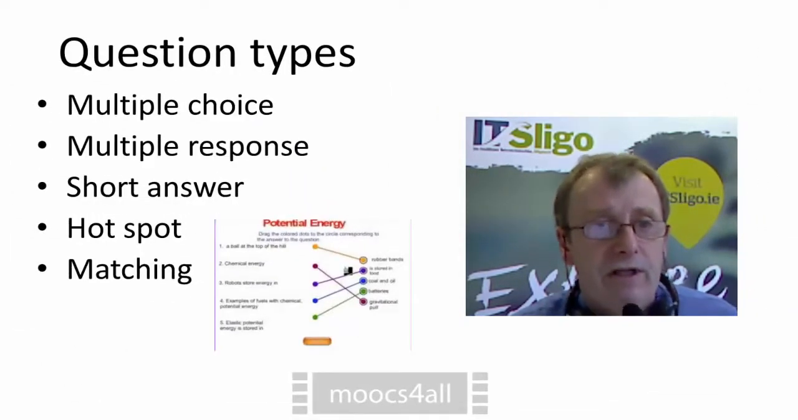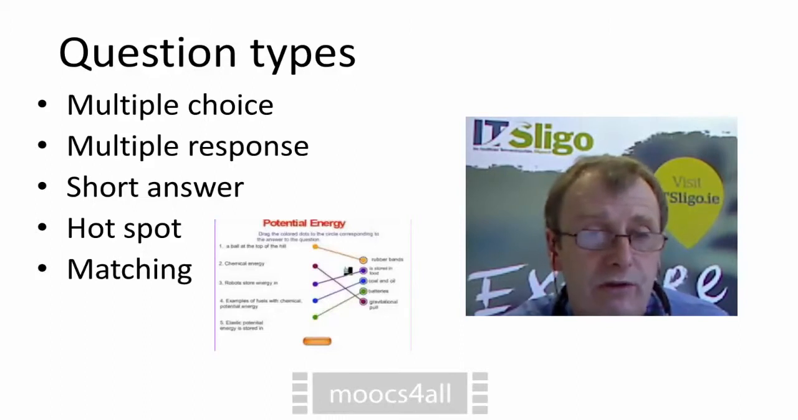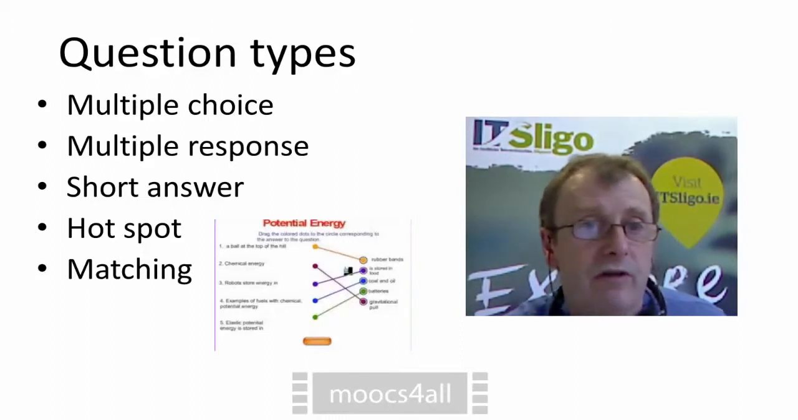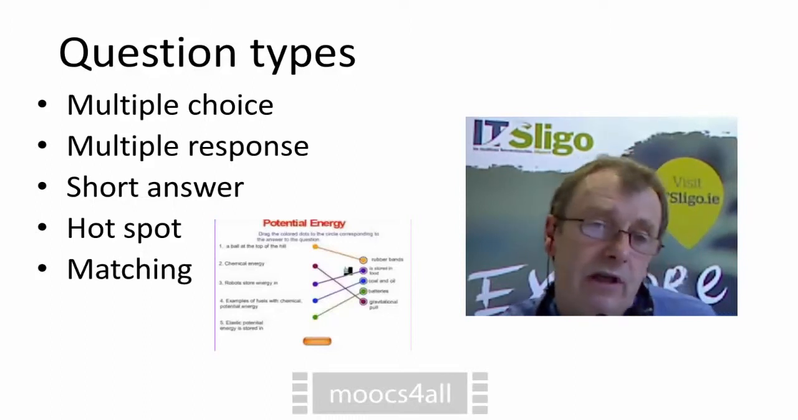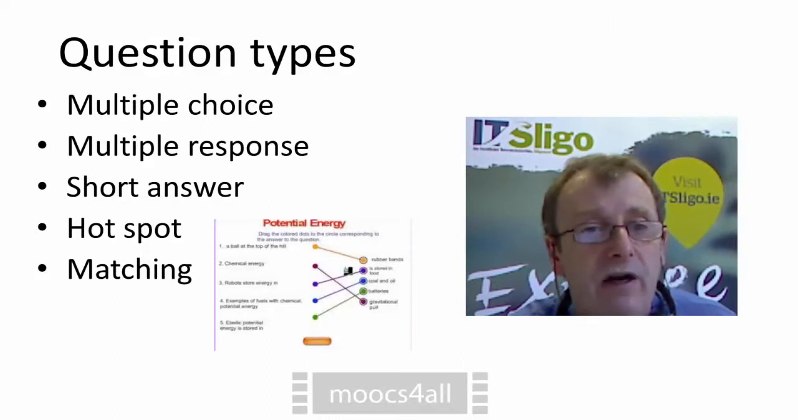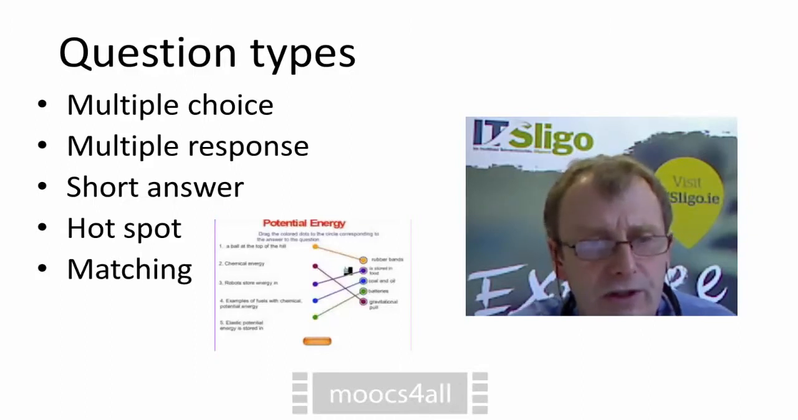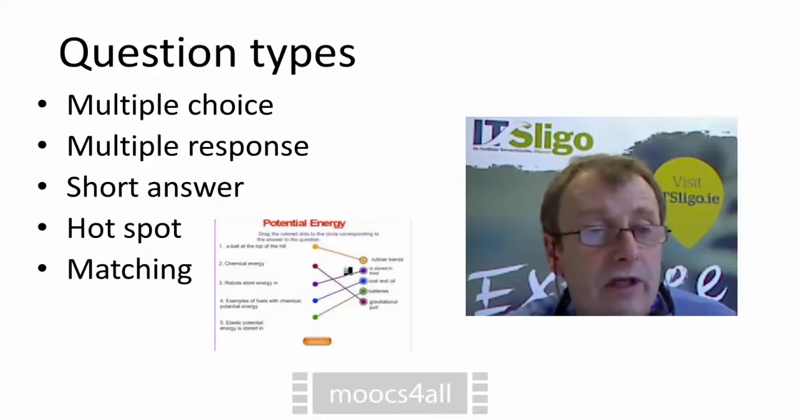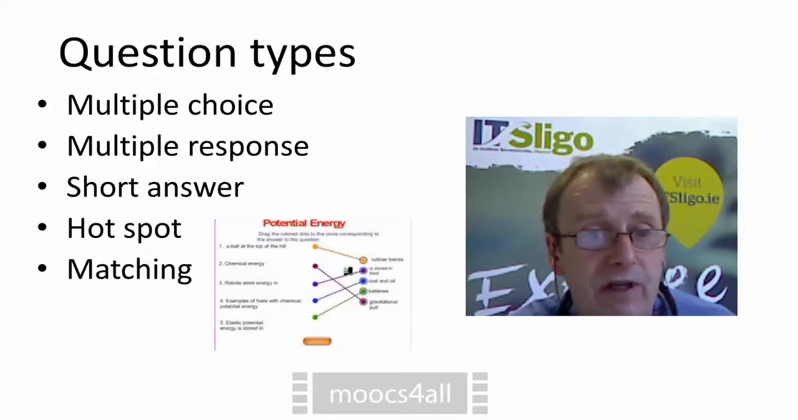There are various types of questions in an objective test, and multiple choice, or the MCQs as they're called, multiple choice questions or multiple choice quizzes, are only one of them. There's also multiple response, which is very like multiple choice. There are several right answers, whereas in a multiple choice there's only one correct answer. There's also short answer questions where the learner can input a word or a short phrase, and the computer will be able to determine if that's correct.